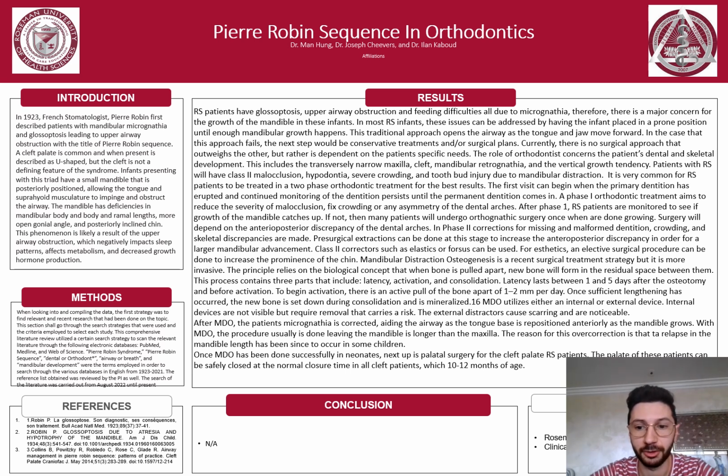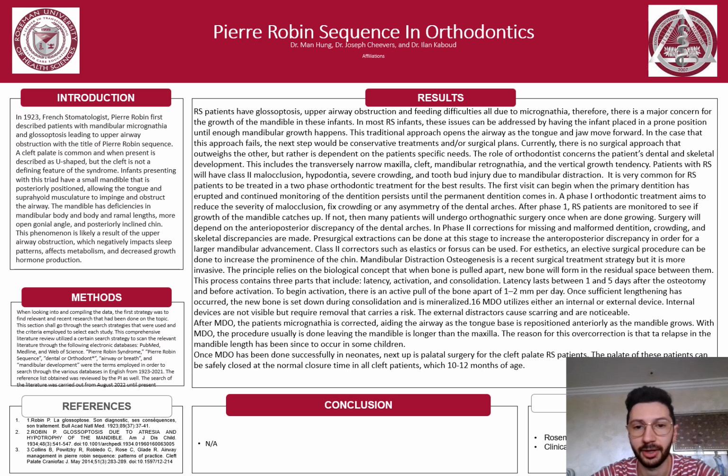Now, looking at the methods that went into this research, there were a lot of different strategies that were used and employed. We looked at PubMed, Medline, Web of Science, looking at Pierre-Robin syndrome, Pierre-Robin sequence with dental or orthodontic, looking at those phrases as well with just orthodontics and orthodontic treatment, mandibular development, airway obstruction, and these terms were used through these databases in English from 1923 to 2021.